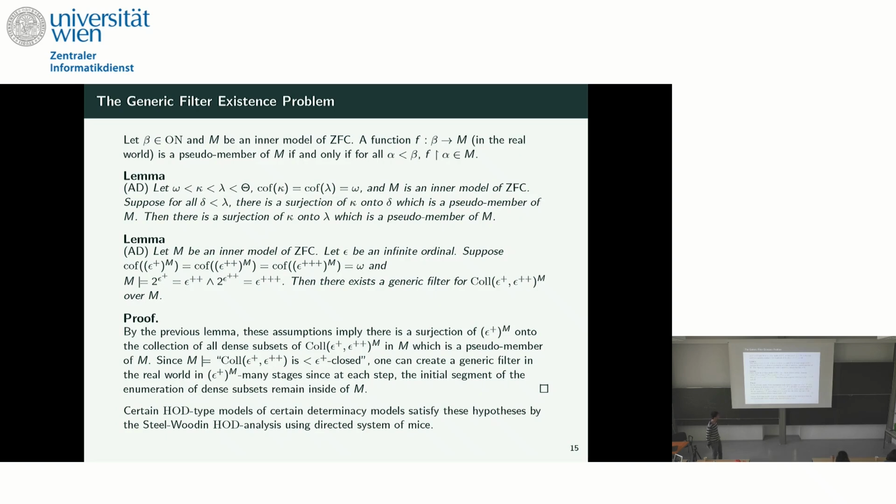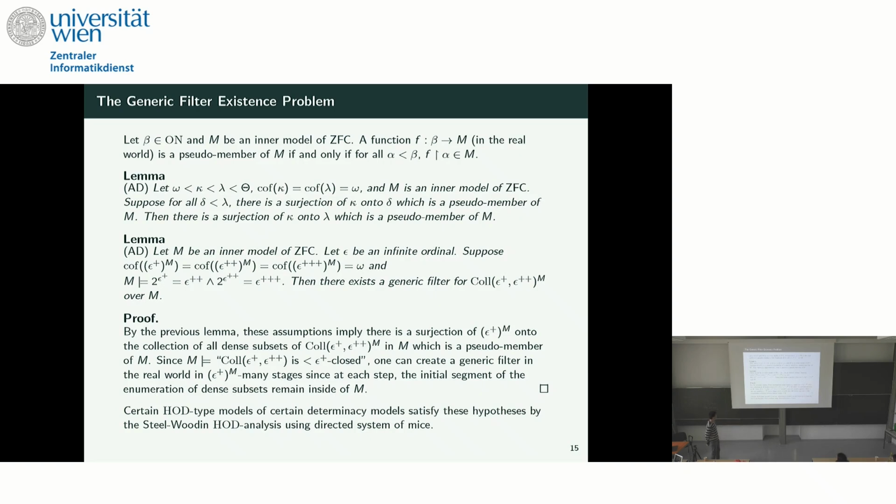And the important point is that using the previous lemma, under these hypotheses, you can find a surjection of epsilon plus of m onto the collection of all dense subsets of collapsed epsilon plus epsilon double plus of m in m, which happen to be a pseudo member of m. But then you can do the usual trick of forming a generic filter by epsilon plus of m many steps. With each step, you just get one condition into the next dense set. And this is possible because every initial segment of my enumeration is inside the model. So using the epsilon plus closedness of the model, I can actually find another thing under it.